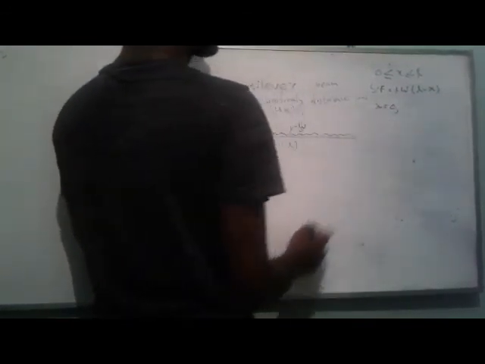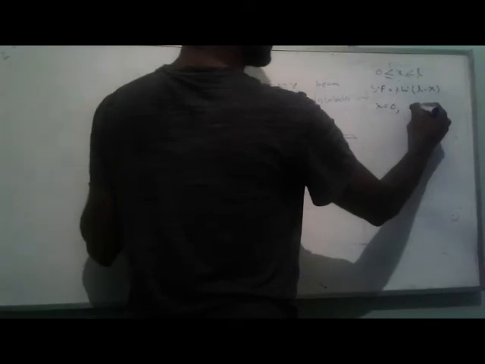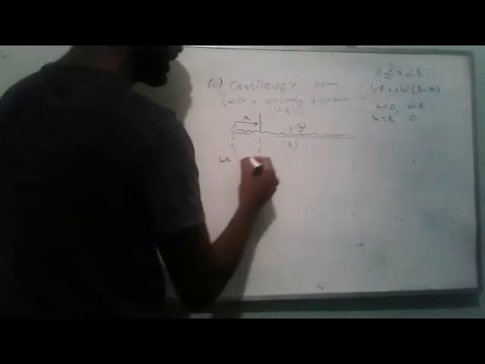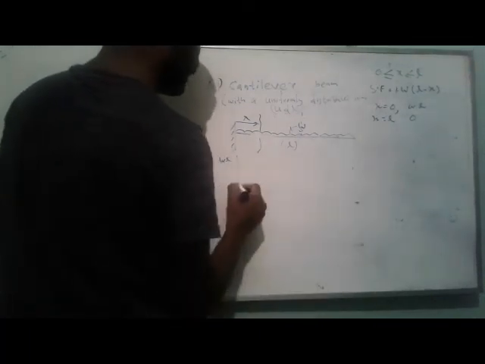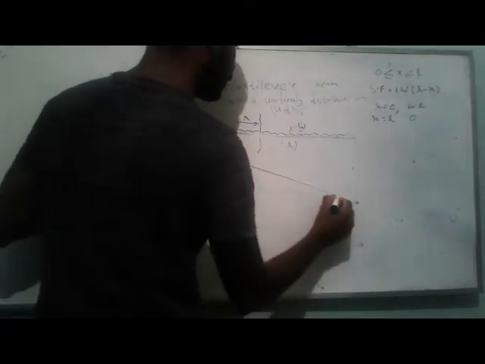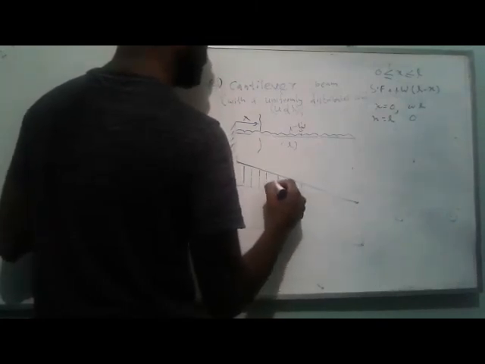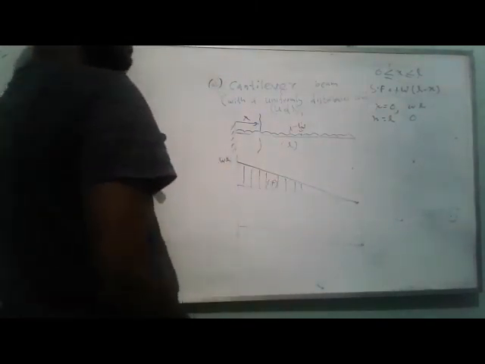When x is 0, you get a shear force of WL. The maximum value of x is L, where you get 0. So in the linear variation, here 0, here WL, and this is positive. You can draw the linear variation like this. That's the shear force diagram.